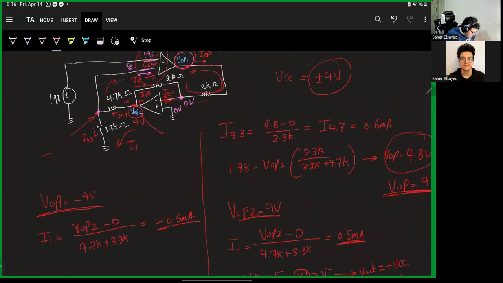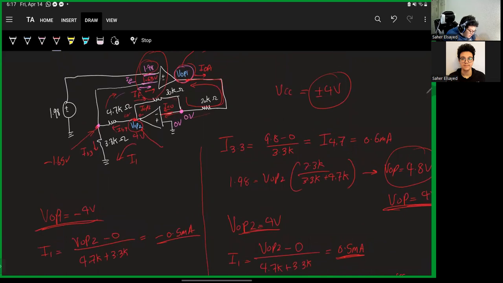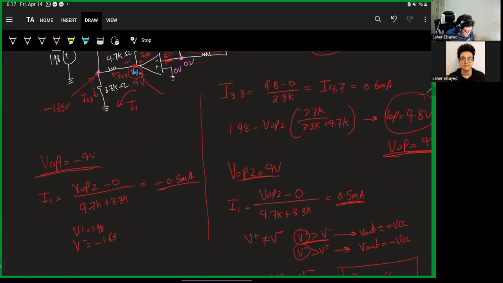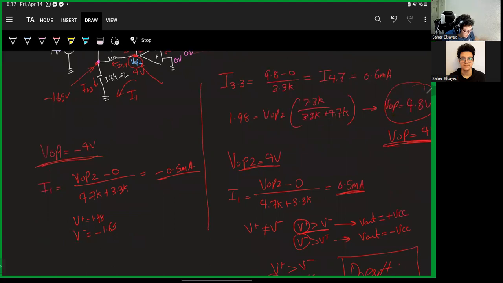Let's erase this. The voltage here, we had it as 1.65. Now it's negative 1.65 volt. So now V plus and V minus. V plus now is 1.98. V minus now is negative 1.65. Okay.